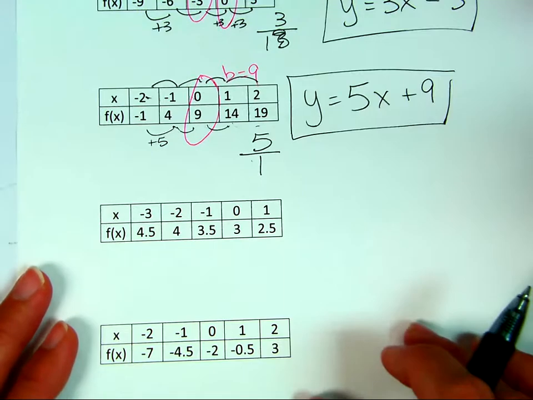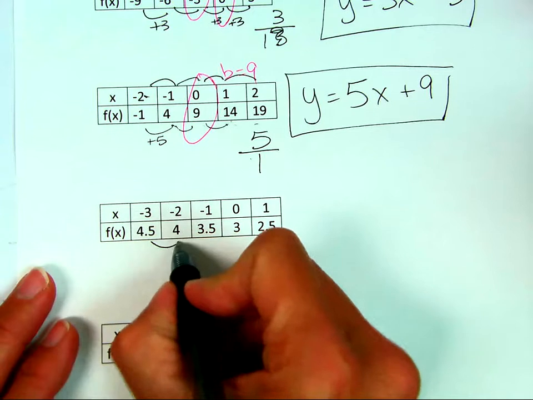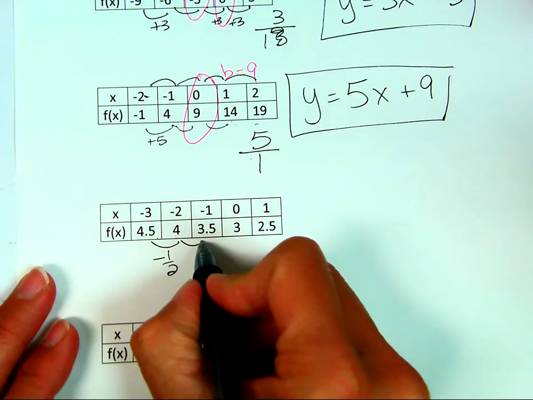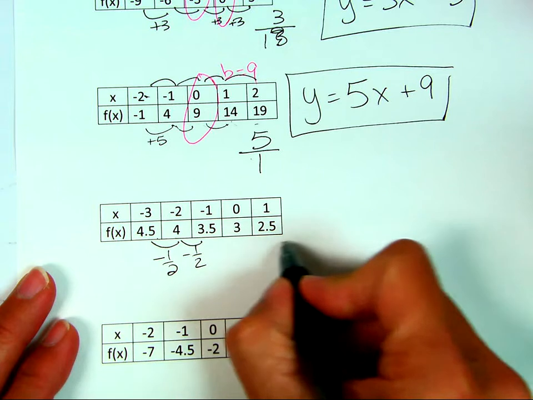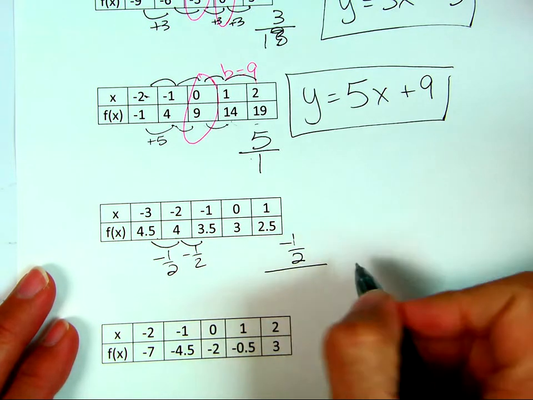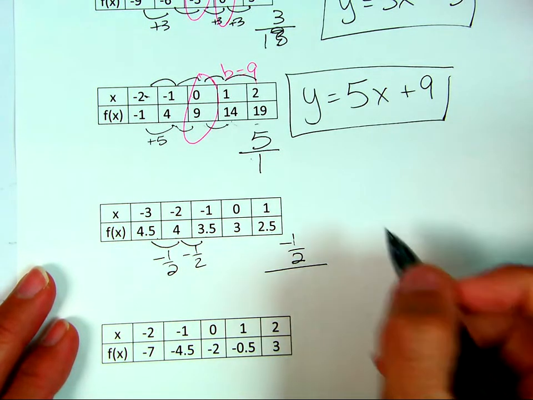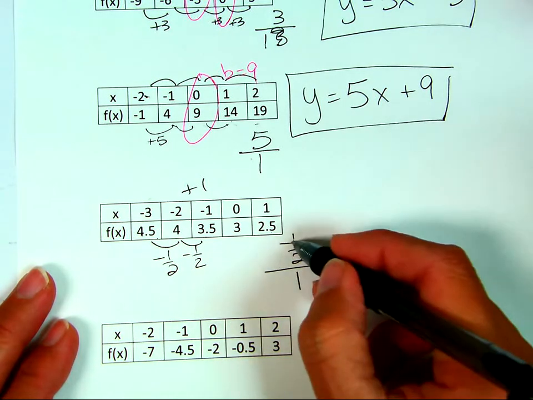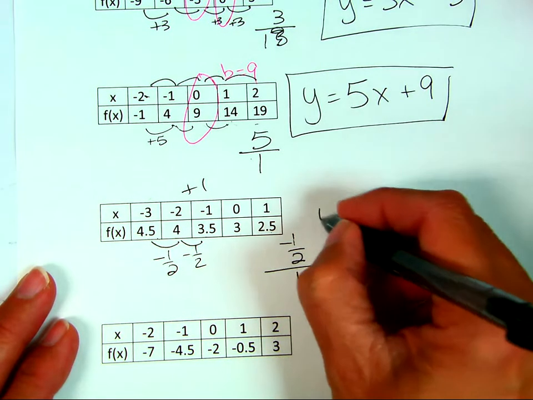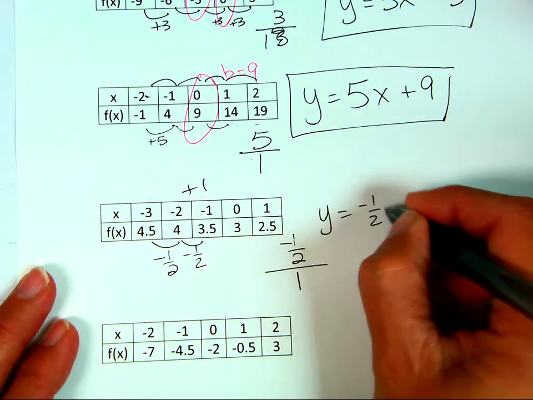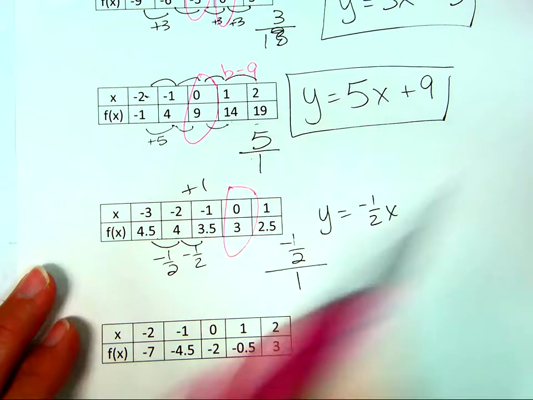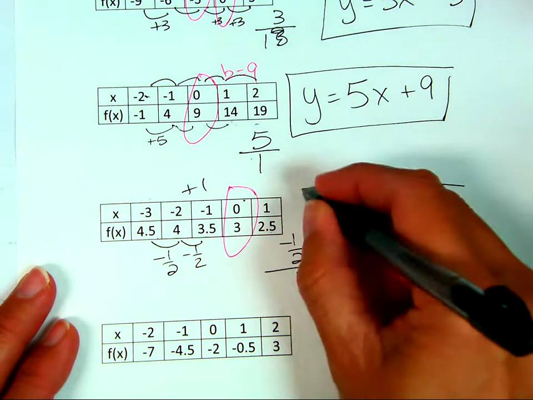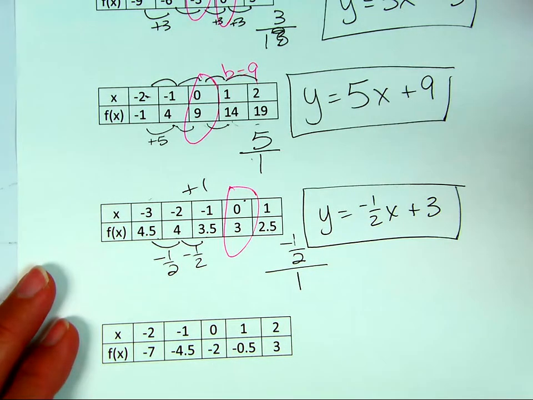Okay, we're going to do a couple more examples. So here I have it going down 1/2 each time. So here we get a little bit involved with a fraction, but each time it's going down 1/2. And then here it seems to be going up 1 each time. So negative 1/2 over 1 means my slope is negative 1/2, and my y-intercept is 3, because when x is 0, y is 3. So I put my y-intercept there, and that is that one.